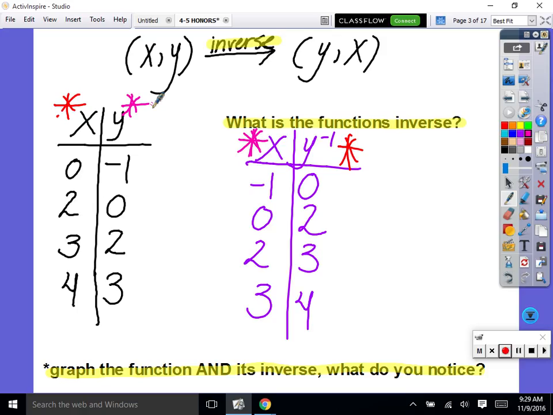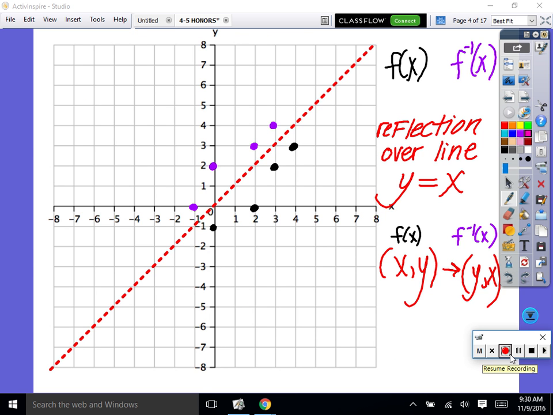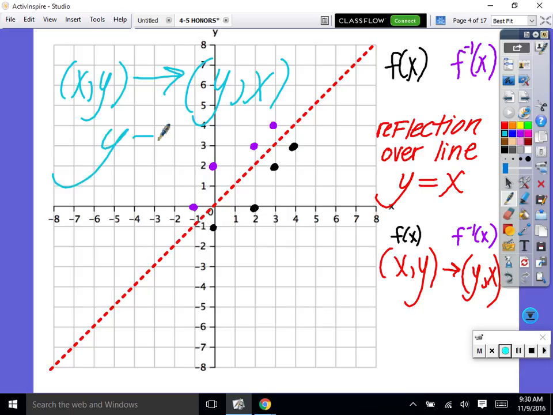What I want you to do now is graph both the function and the inverse, and see if you can notice anything particularly interesting about a function and its inverse. All right, so you were able to notice that these points, the purple points, are the inverse, and the black points are the original function. You were all able to see that these are a reflection over the line y equals x. So if you graph a function and its inverse, it'll be a reflection over the line y equals x. Does everybody understand? So we've just learned a couple of things about inverses. First, if we have a set of x, y points, then its inverse will have y, x points. And we also learned that it's a reflection over y equals x.